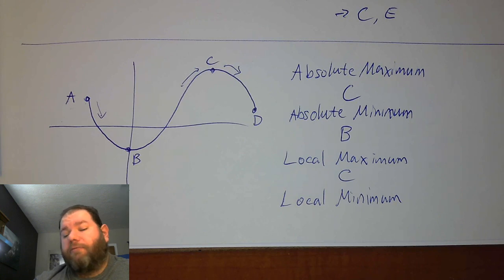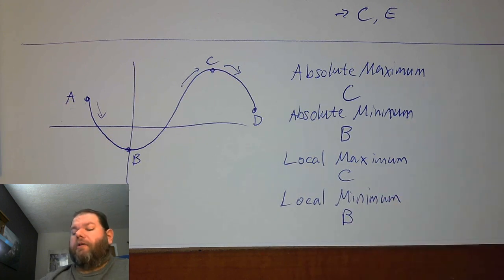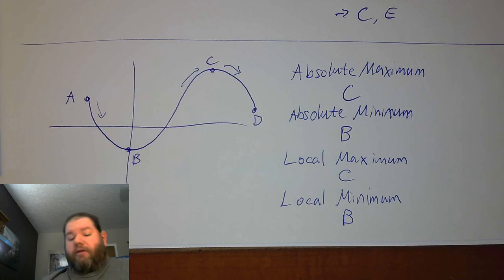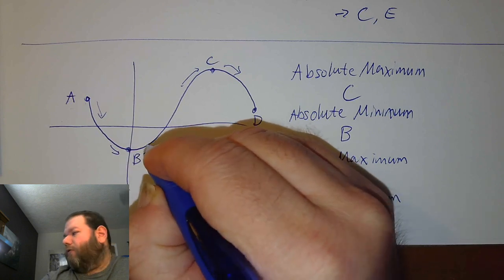Okay, finally the local minimum. B. And that would be it. The B right here, we're switching from decreasing to increasing.